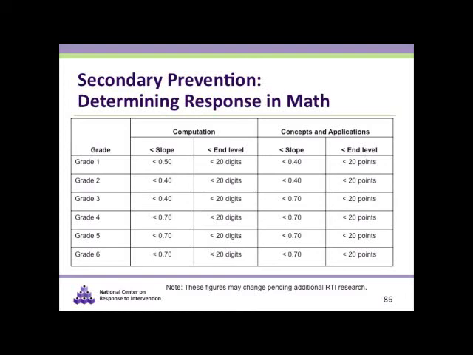Unresponsiveness can be determined by an inadequate slope or end CBM level, or a combination of both. The data provided may change pending additional RTI research, and remember that many times students in secondary prevention are monitored using CBM computation or concepts and applications tests that are below their actual grade level. We discussed how to find the appropriate CBM level for students a little earlier.